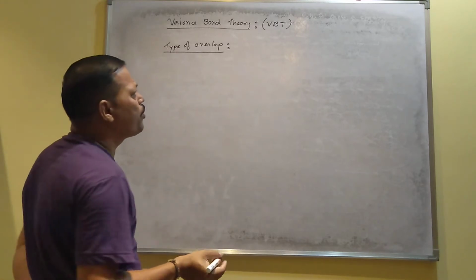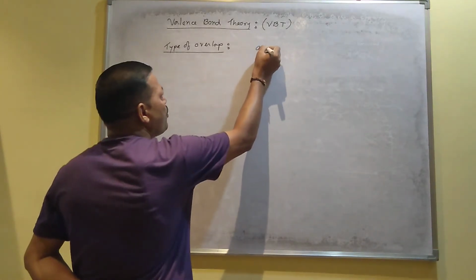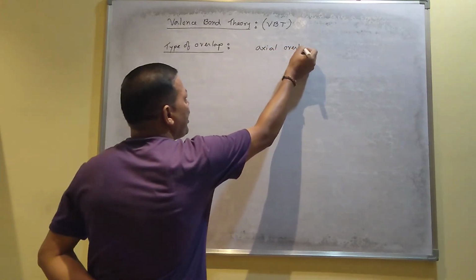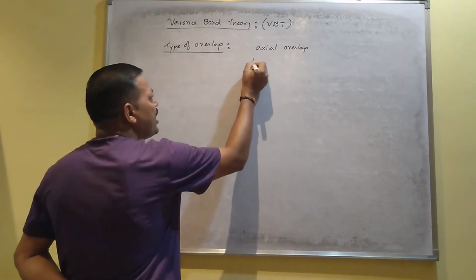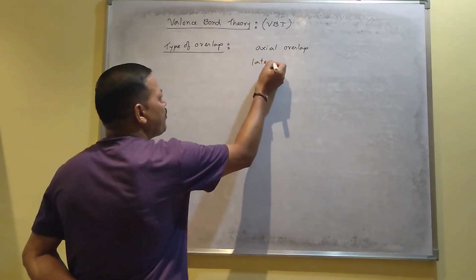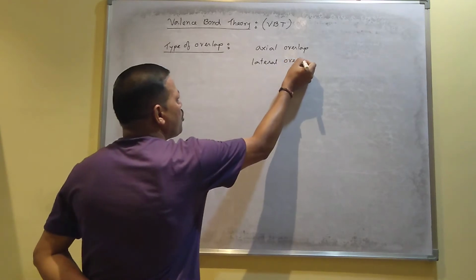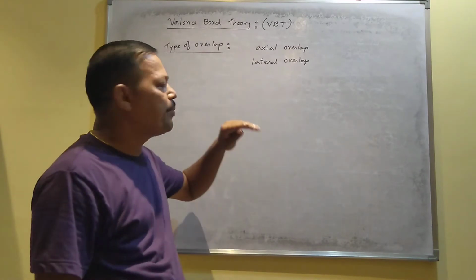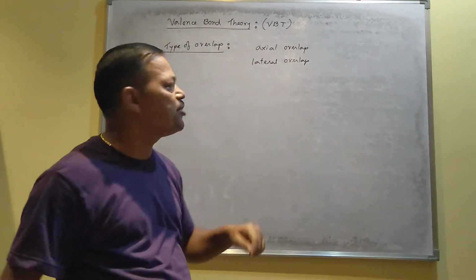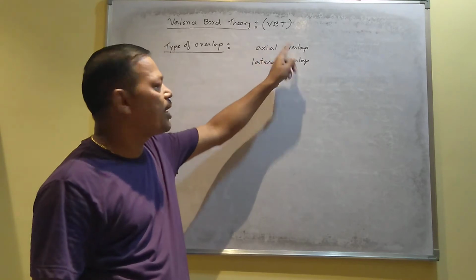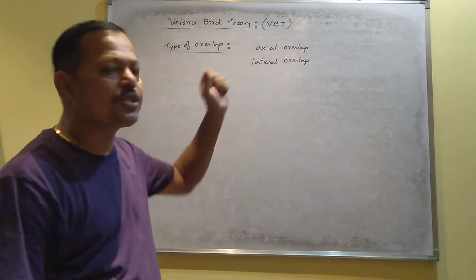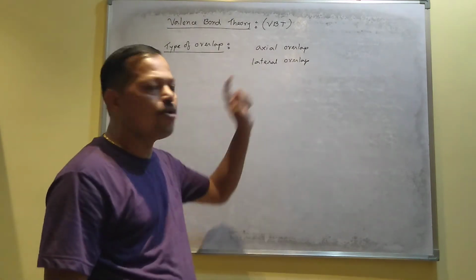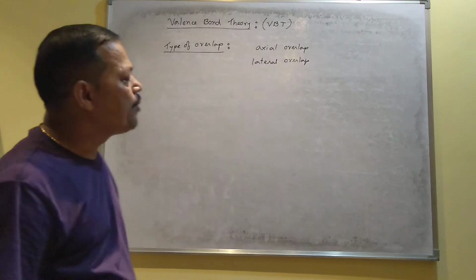Actually, there are two types of overlap. One is called axial overlap. I mean, the overlap takes place along their internuclear axis. That is called axial overlap. And one is called lateral overlap or sidewise overlap. If the overlap takes place along the internuclear axis, that type of overlap is called axial overlap, and axial overlap always produces a sigma bond. And if the overlap is sidewise overlap, lateral overlap, then that type of overlap will produce a pi bond.